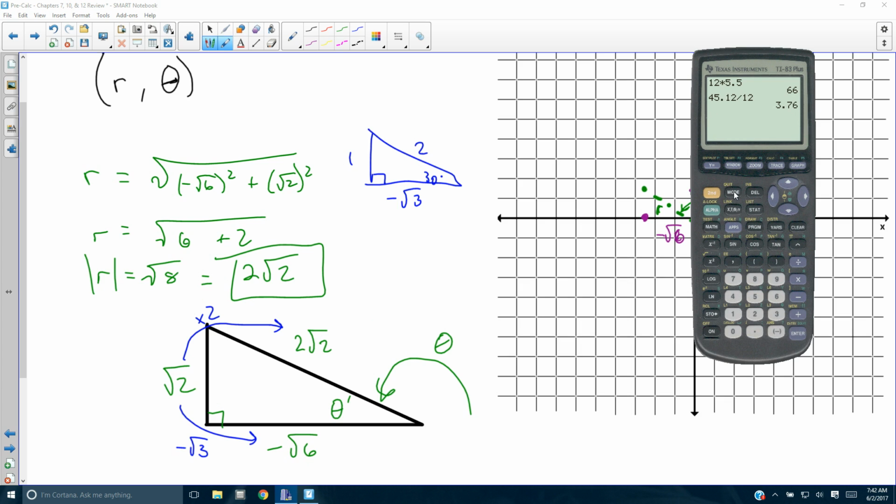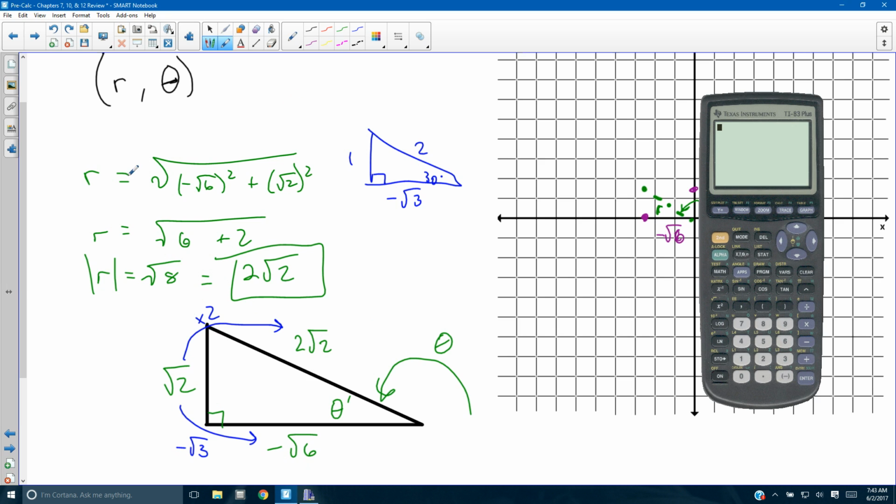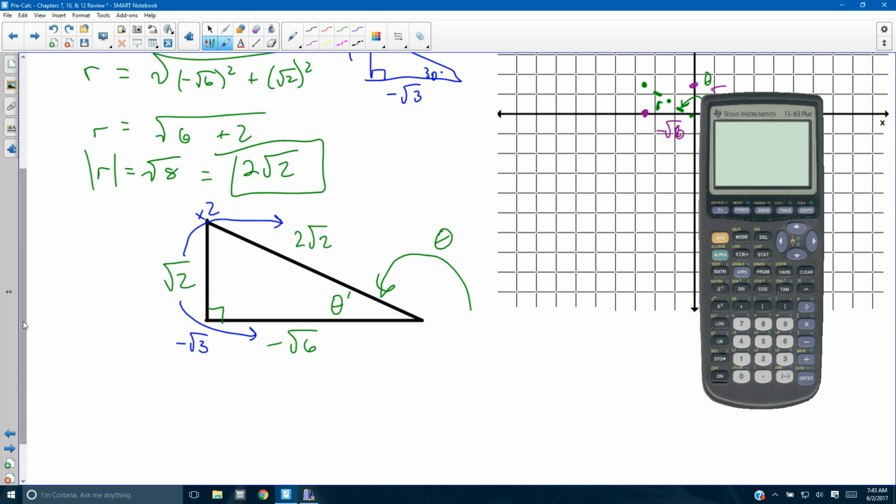Okay, hang on, my calculator froze up. Okay, there we go, I had to reset it. Make sure you're in degrees, okay? And when you do this, what we're going to do to find theta, or theta prime, still on theta prime here. Theta prime, if I take the tangent of it, let's use these two numbers. Tangent of theta prime is root 2 over negative root 6.